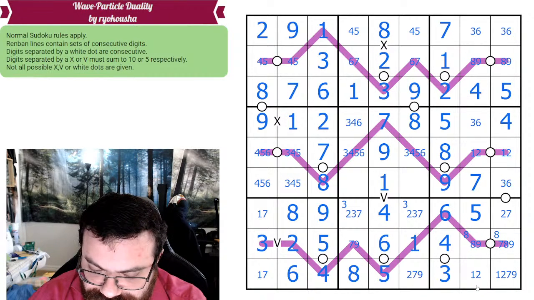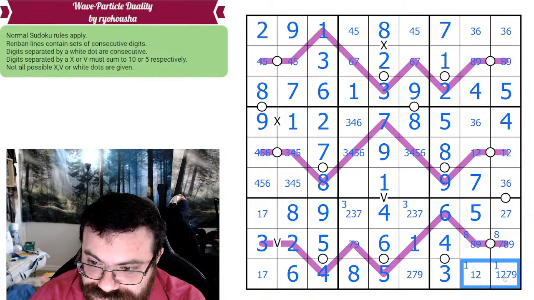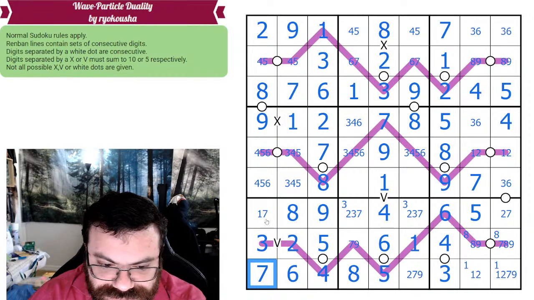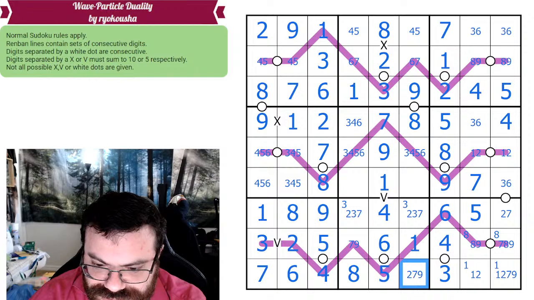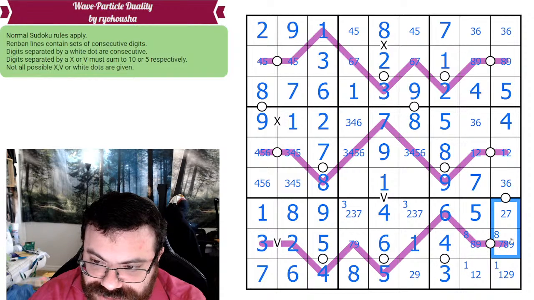One in box 9. Here we go. One's in one of these two. So this is the 7. This is a 1. This is not 7. I have an extra digit here. That's not 7. So 7's in one of these two. It's okay.